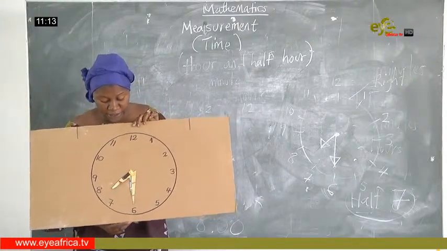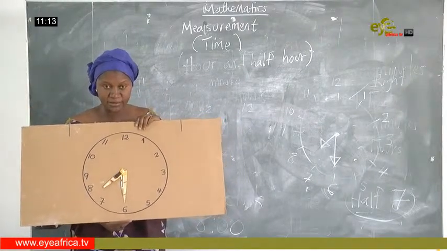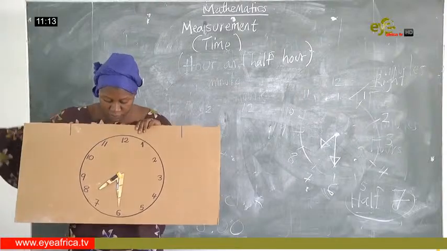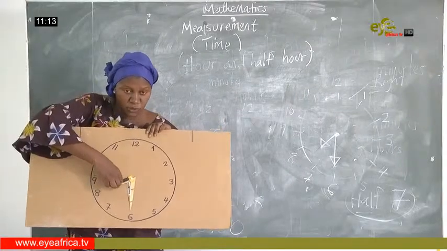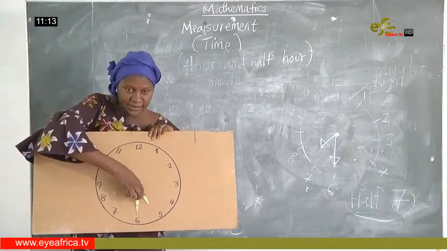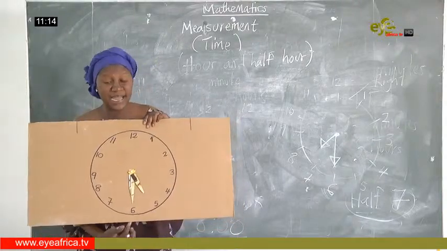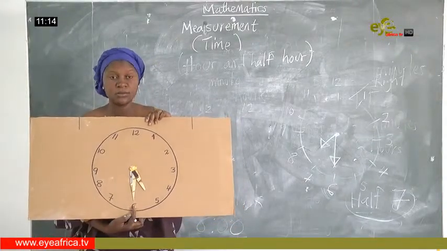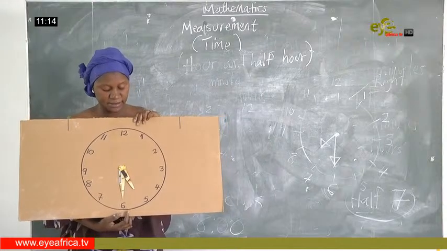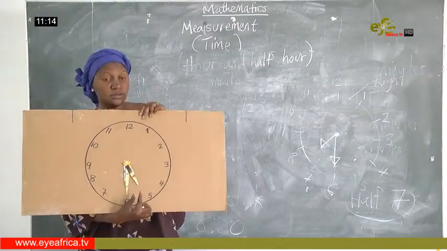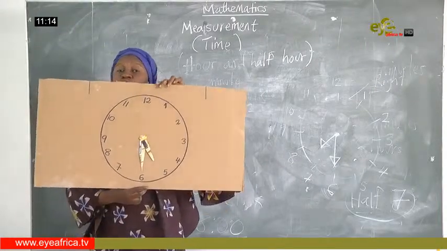Now to plug in the shorter and the longer hand at 5:30, the shorter hand should be between 5 and 6 because it is 5:30, and the longer hand should be at 6, as you are seeing it on the clock face I'm holding.